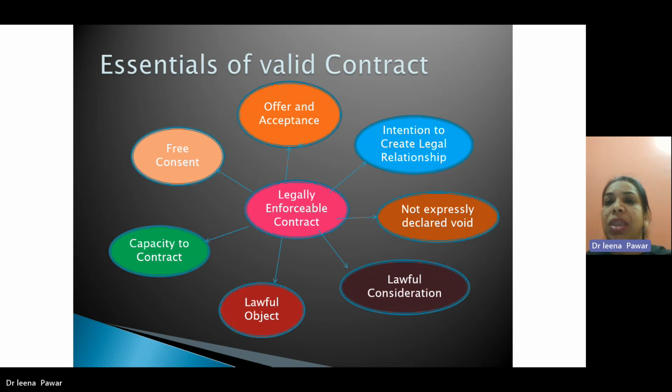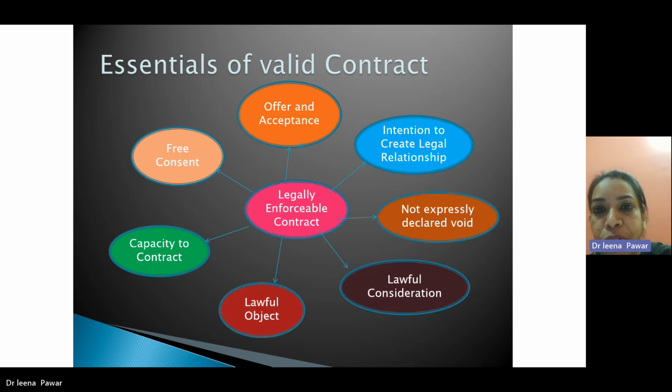That means there should be consensus ad idem. Parties should agree upon the same thing in the same terms at the same time, only then is there consent to the contract. But as per the essentials of a valid contract defined under section 10, the consent must be free.